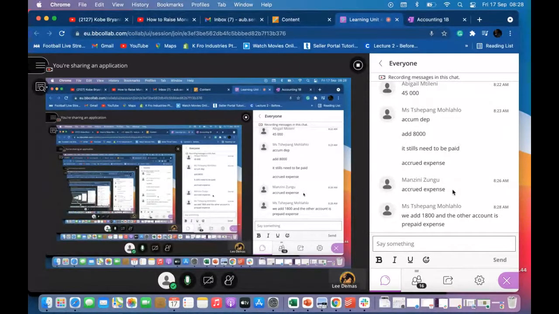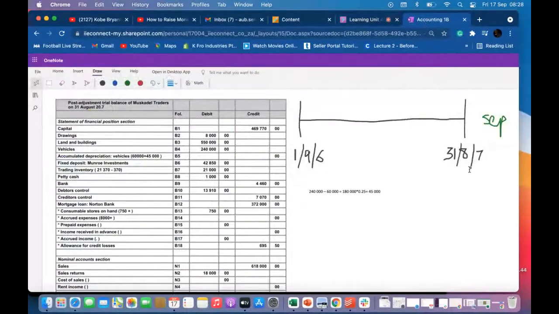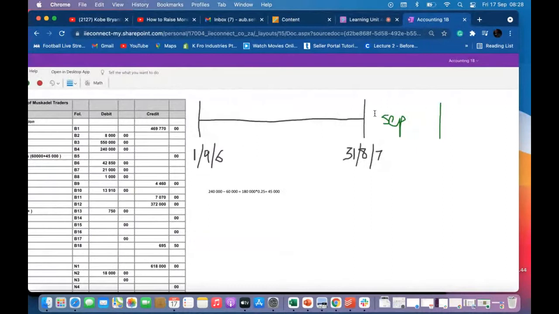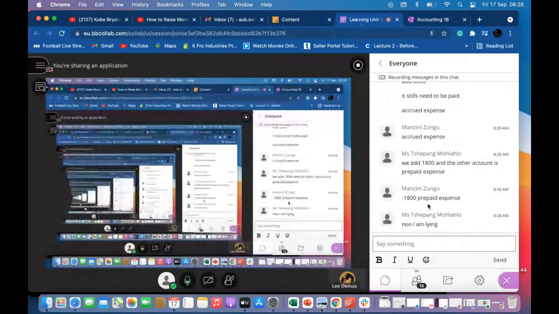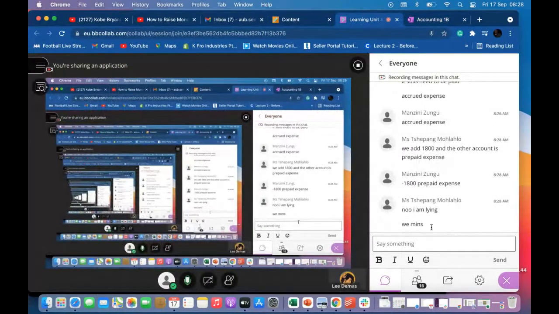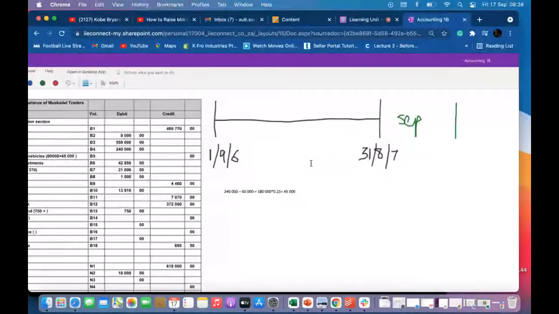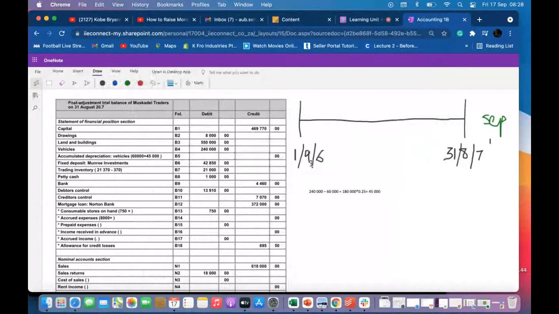We add 1,000 and the other account is prepaid expense. We add. Are you sure we add? Let's think about this. Come now, guys. And this is open to everyone. September is outside of our financial year. Okay, we only want to record stuff that's in our financial year. You are lying, my friend. And indeed, you are right as well. We minus. So we need to actually minus that.